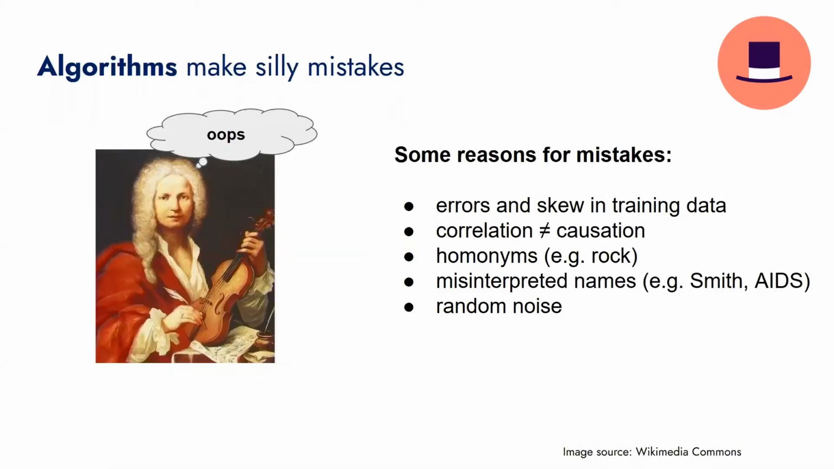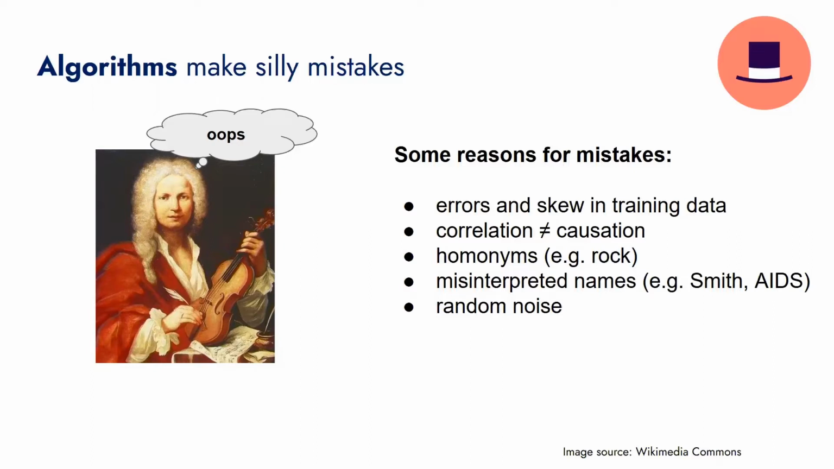When evaluating algorithms for automated subject indexing, you may notice that they make some silly mistakes. This may be due to several reasons. It could be simply errors in your training data, or you could have a lot of documents in one area, for example computer science, but only little on music. This is called skew and may lead the algorithm to prefer concepts that are related to computer science.